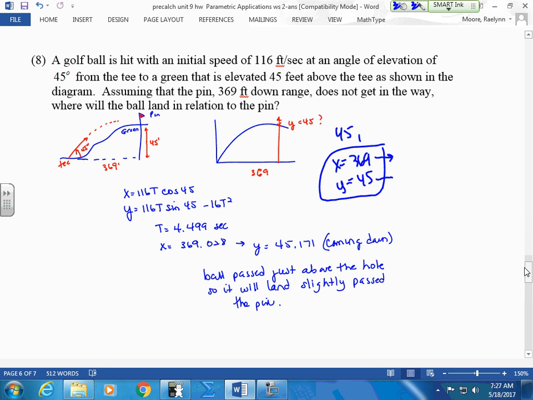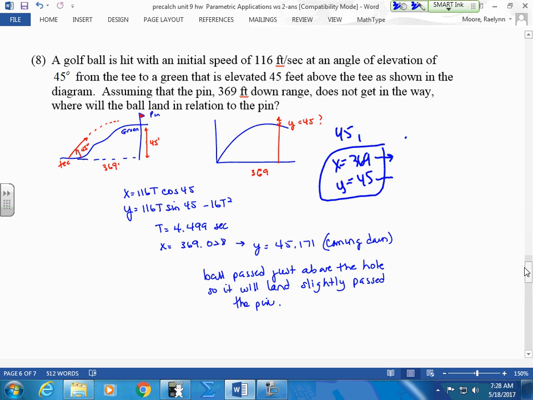Why do you need that? Because it's up on a hill that you're hitting to, and the pin is just marking the hole for it to go in. So when you hit this ball, if you're 369 feet horizontally away, where are you vertically? You're a little bit past the 45.